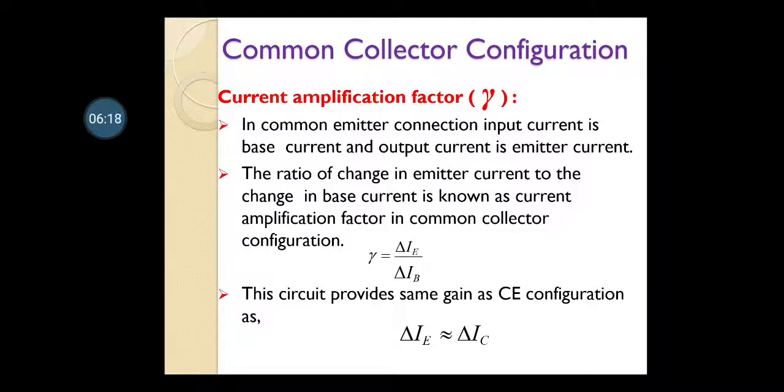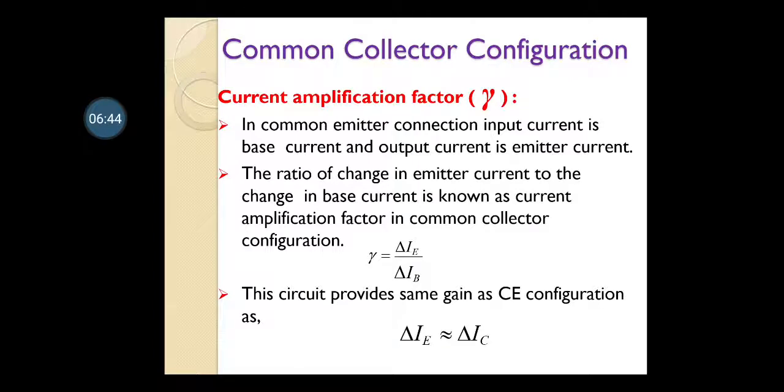Now, the different terms related to the common collector configuration. Very important: for every configuration, whether it is common emitter, common base or common collector, there is a common term called the amplification factor, the current amplification factor. If you are using it as a common collector, then the current amplification factor is shown as gamma.